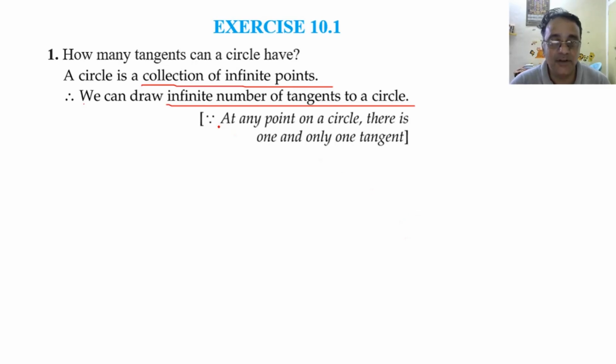Because at any one point we can draw only one tangent, and infinite points are there on a circle, that means we can draw an infinite number of tangents. Any doubt in this first question? Okay, so now we are moving towards the second question.